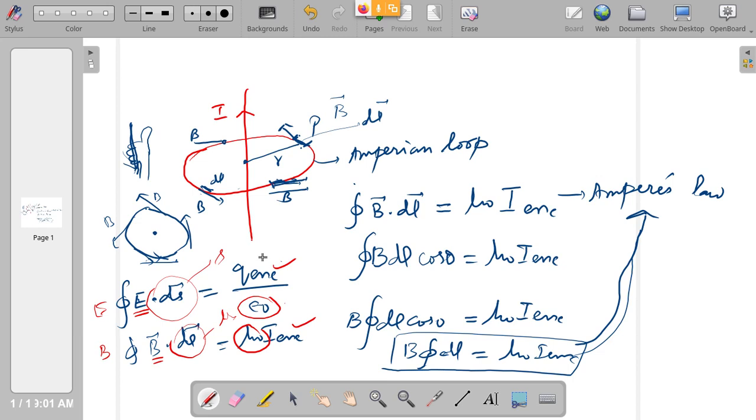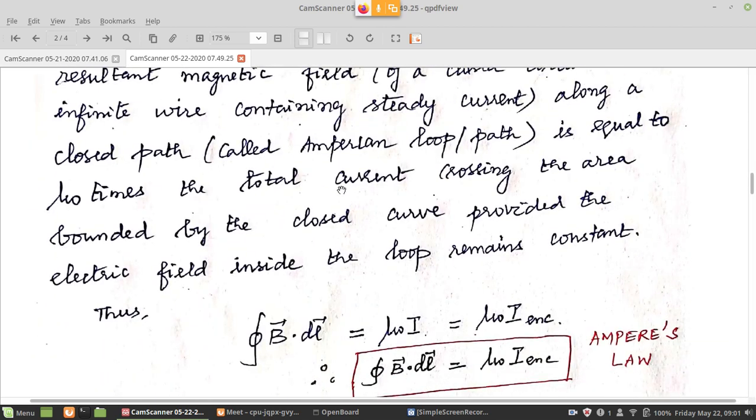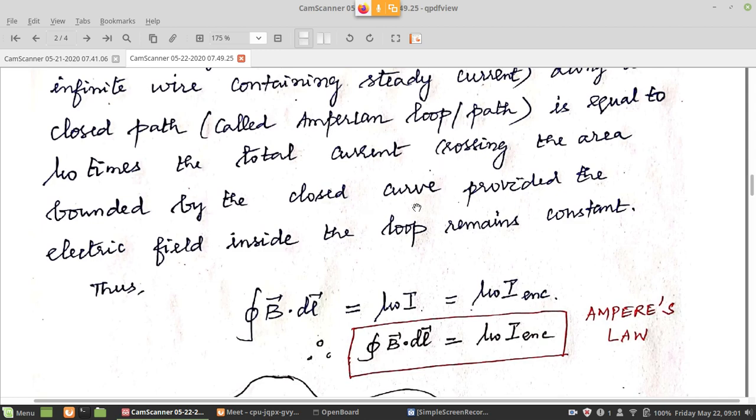Gauss law also helped us to calculate electric fields very easily compared to Coulomb's law. Similarly, Ampere's law also will help us to calculate magnetic field very easily compared to Biot-Savart law. So in electrostatics it was Coulomb's law and Gauss law. Here we are studying Biot-Savart law and Ampere's law. These are the comparisons we can do. So Ampere's law therefore helps us to calculate the magnetic field by equating it with the current through the coil.